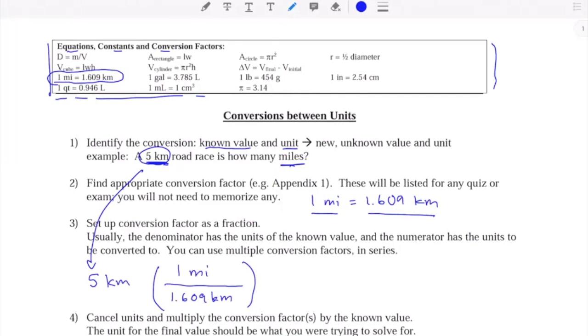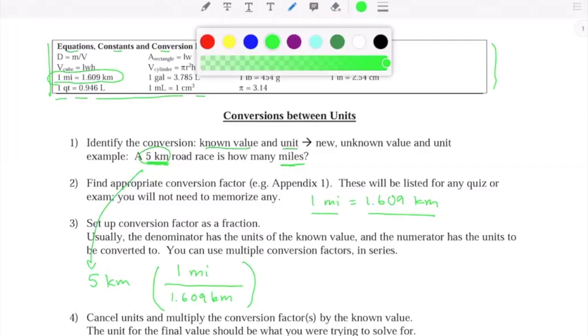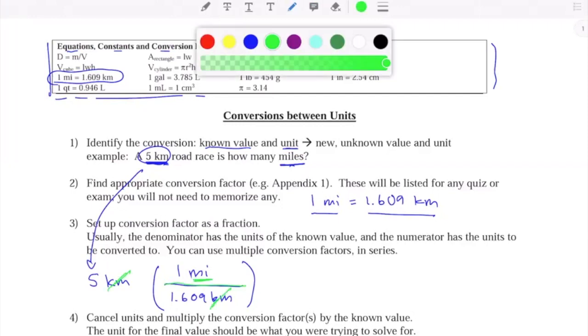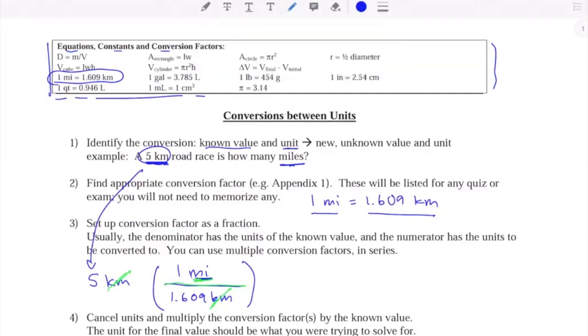You can see that I did that because I'm choosing to put kilometers on the bottom so that I can cancel those kilometers out. Numerator, denominator will cancel out. And in this fraction, what remains is this unit, the miles. So I'm going to confirm that those are the units I'm trying to solve for. Yes. So that means I can write an equal sign and miles out here.